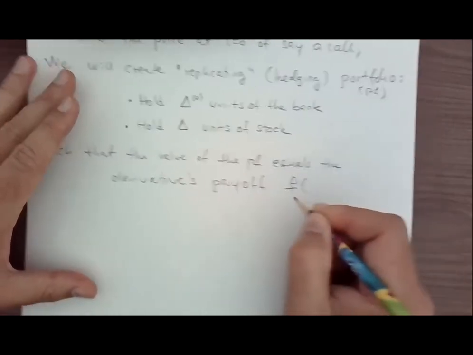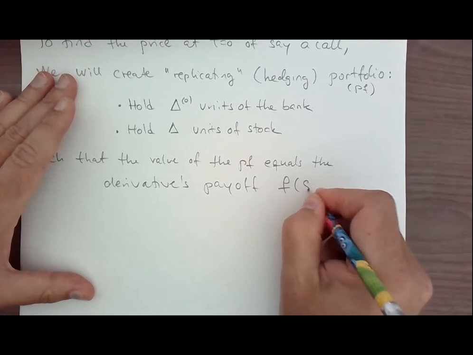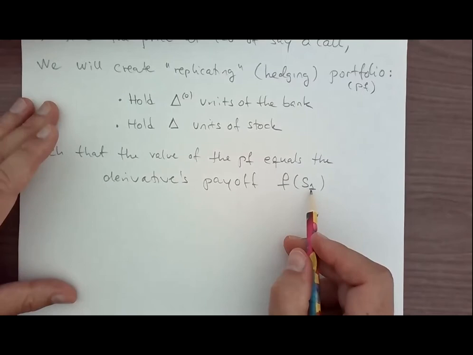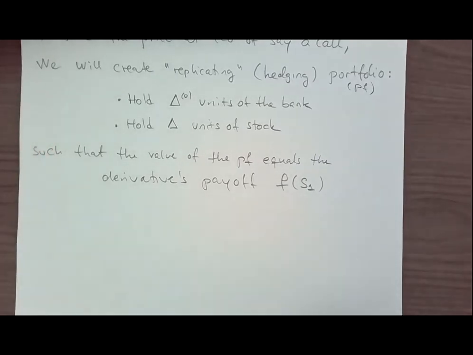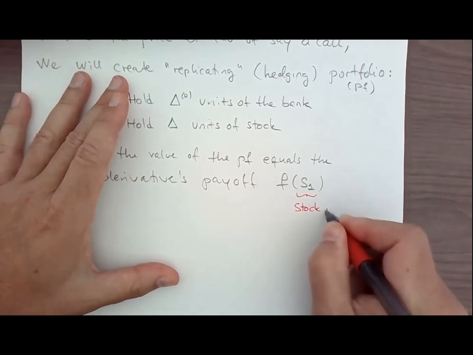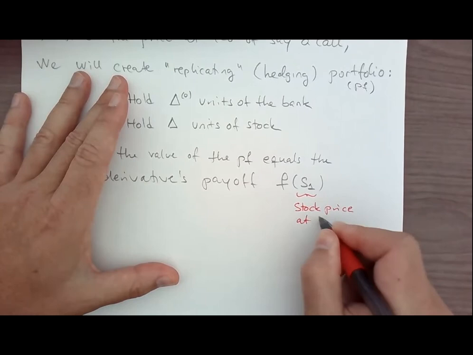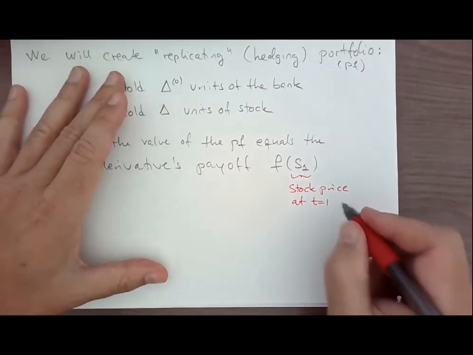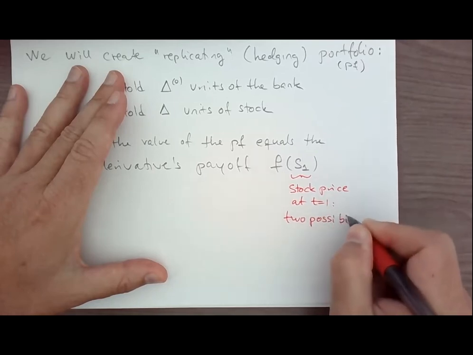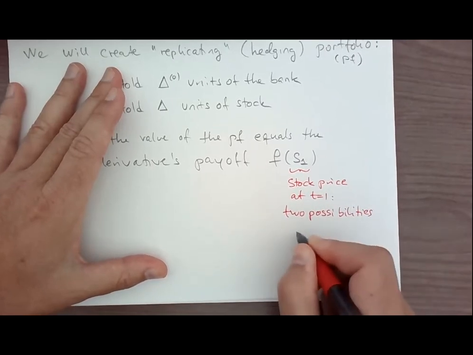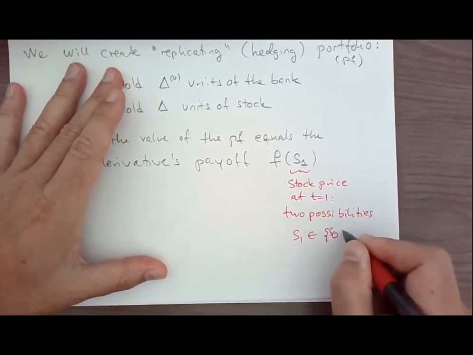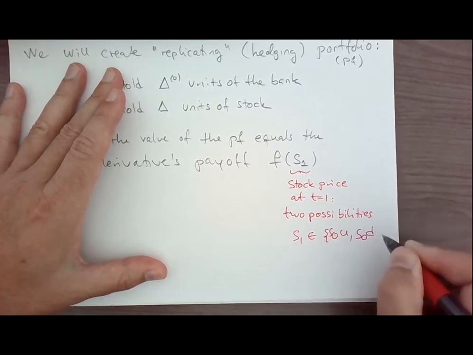This was this F composed here with the S1. Remember what S1 was. This was the stock price at time 1, and there are 2 possibilities. One is going to be either S0 times u, or it's going to be S0 times d.